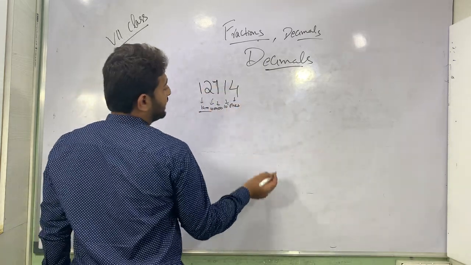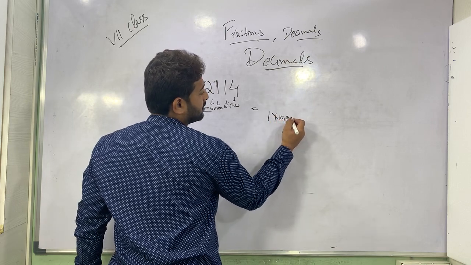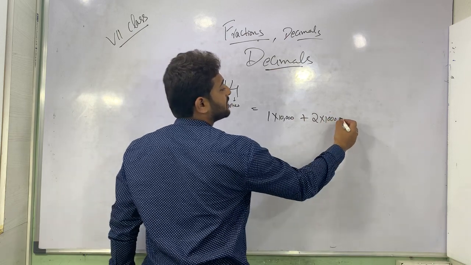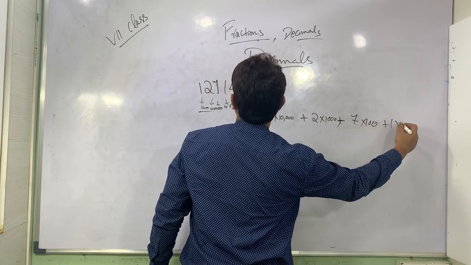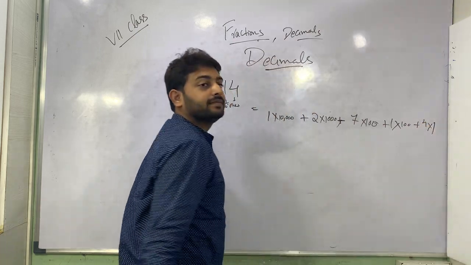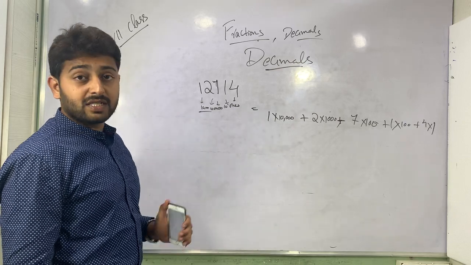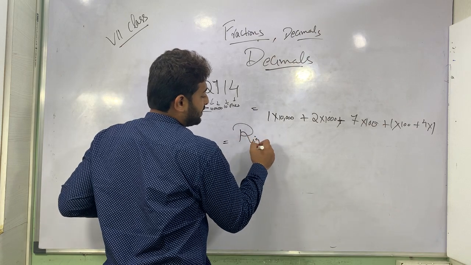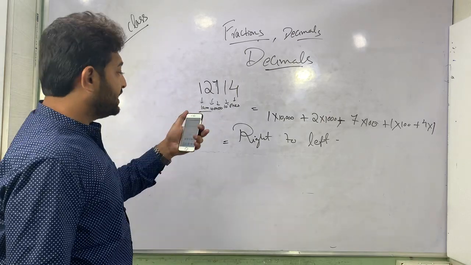So when you expand it, it would be 1 into 10,000 plus 2 into 1,000 plus 7 into 100 plus 1 into 10 plus 4 into 1. This is how a number can be expanded. So that will be equal to 12,714. Whenever you see, you will be writing it from right to left. This is an addition part.